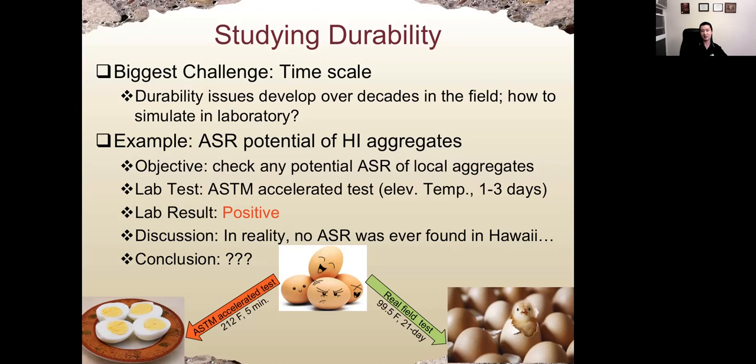This is similar to seeing if we can hatch a chicken from an egg. The real field test is to put the egg at 99.5 degrees Fahrenheit for 3 weeks, and then we can see if we can hatch a chicken or not. If we do an accelerated test, at very high temperature, in 5 minutes, no matter what, we always receive a broiled egg. So how to avoid this false positive is a major issue we have in the lab.